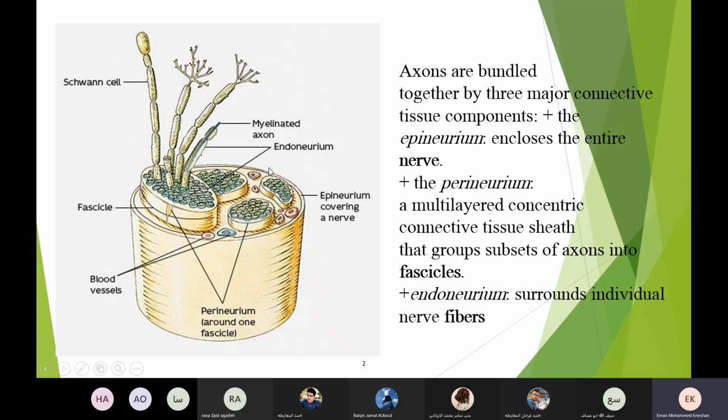And as I told you, there are layers. Please pay attention to these layers. So we have the epineurium. As I told you, this is the most external layer, the epineurium. We have the endoneurium, which encloses each single nerve fiber. This is the endoneurium. And we have the perineurium. Perineurium surrounds each fascicle. So this fascicle is surrounded by perineurium. Each nerve fiber is surrounded by endoneurium, and the whole nerve is surrounded by epineurium.